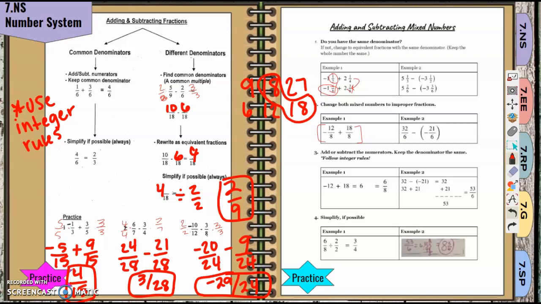So I've converted my mixed numbers to improper fractions using around the world. I have a common denominator. So now I'm going to add my numerators. Negative 12 plus 18. My signs are different, so I subtract. That leaves me with 6 over my denominator, which is 8. And then the last step is to simplify if possible. 6 over 8 will divide by 2 over 2. And that leaves us with 3 over 4.